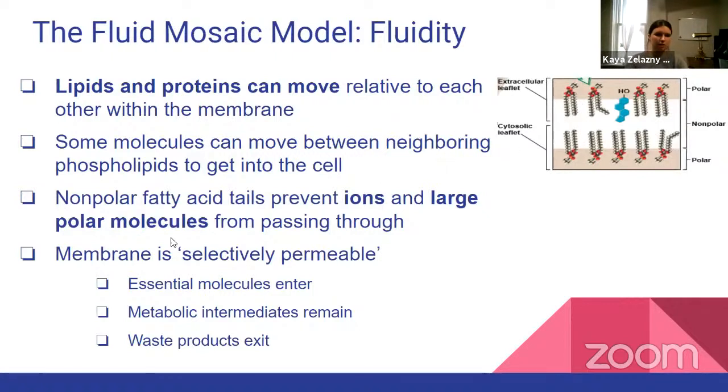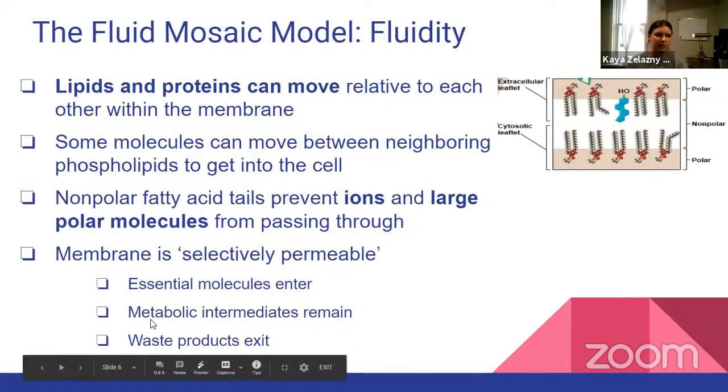Okay. So this is part of why we can also refer to the membrane as selectively permeable. Selectively permeable means it's going to allow some things to go through it, and it's going to block other things from going through. This is important because we want essential molecules to enter. We want the middle parts of our various chemical reaction pathways to stay inside. We don't want them to float out into the outside environment before we're done with them. So that's what this means by metabolic intermediates remain, right? Things we need in order to continue a chemical reaction, we need them to stay inside the cell.